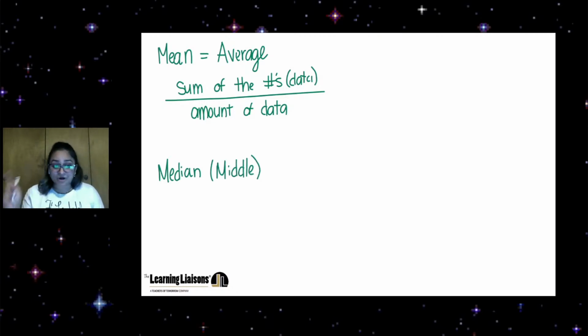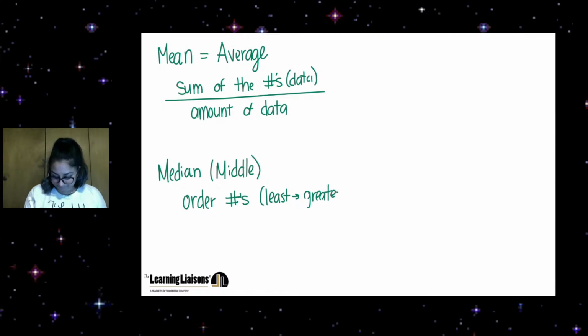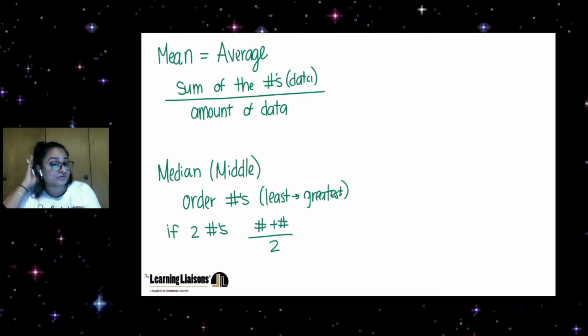So the median is the middle. So you have to have all numbers in order, from least to greatest. And then you're going to look for the number in the middle. But what if there are 2 numbers? You add the numbers together and you divide by 2. You take the average of the 2 numbers. So if we had 3 and 4, we're going to add 3 and 4 and divide by 2, and we're going to get 3.5.